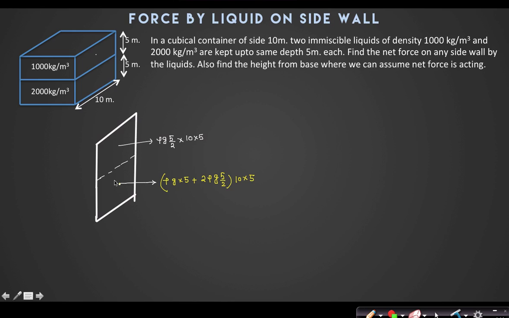I have said that the force on a vertical surface is found using the pressure at the center. What is the pressure at the center? Pressure at this point is not 0. Here the pressure at this point was 0, so I just added 0 plus rho g into 5 by 2. But the pressure at this point is already rho g into 5, plus you are moving downward with 2 rho g into 5 by 2. So is it the total pressure at this point?